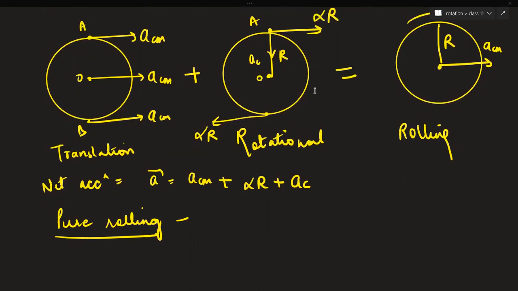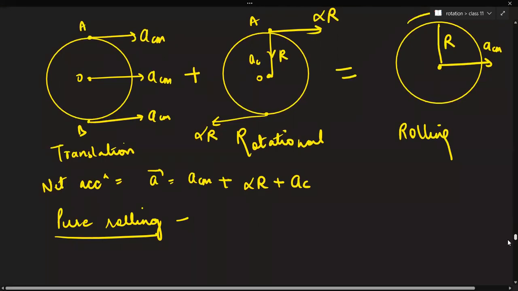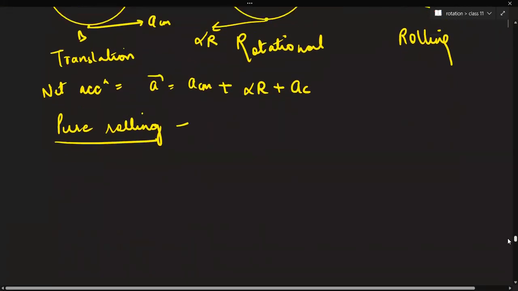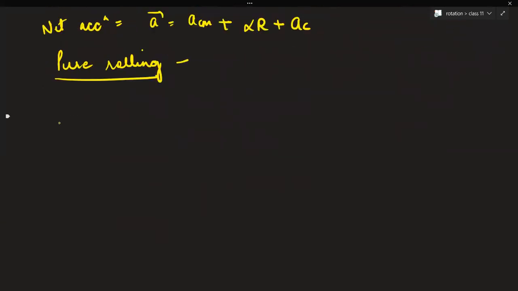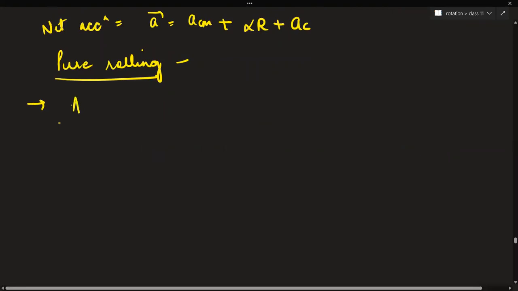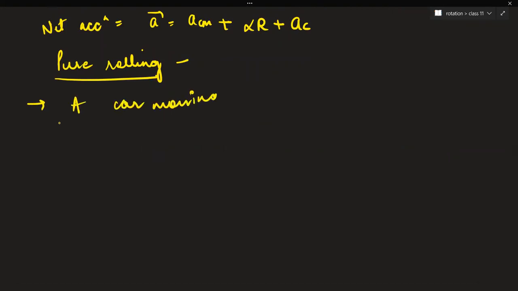I was saying, in pure rolling, an example I was giving you is that if a car is moving on a concrete road, let me write this. I hope you all have written the above part. For example, take this example, a car moving on a concrete road. This is an example of pure rolling.